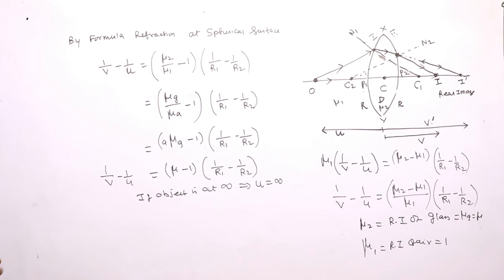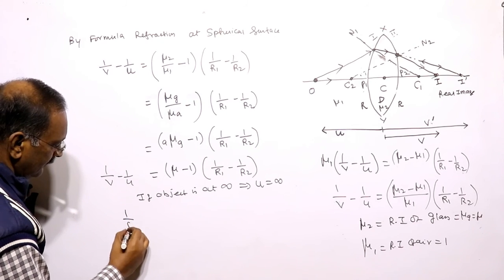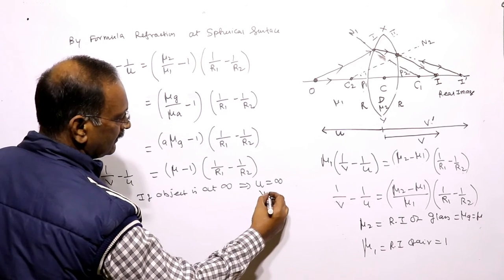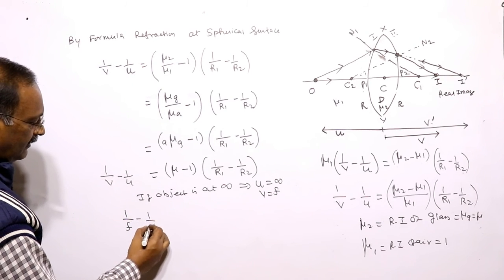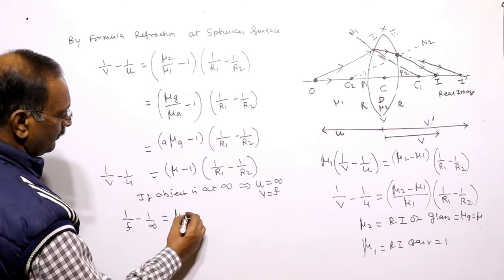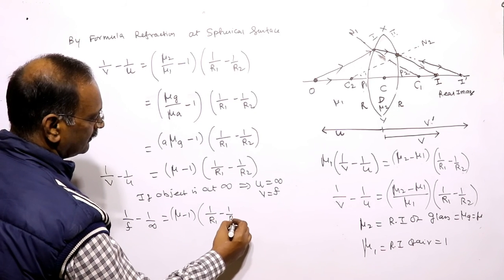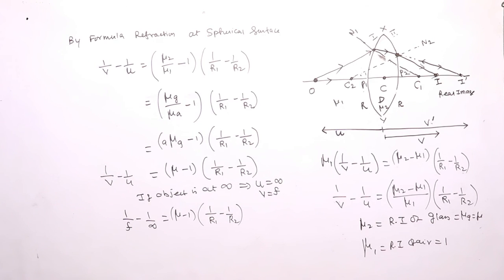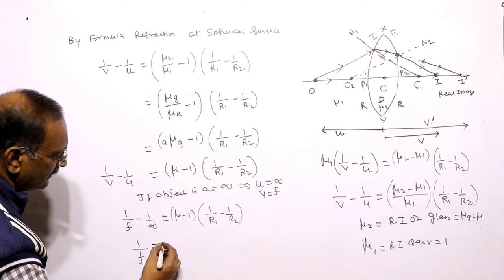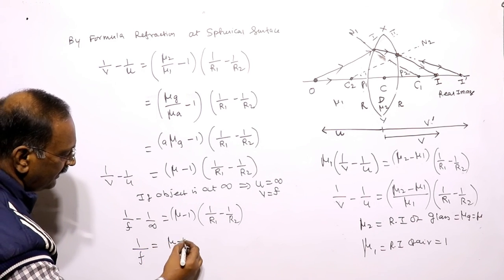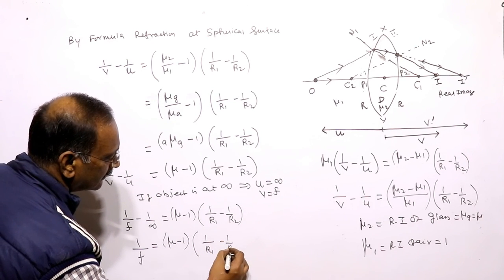So 1 by V is equal to 1 by F, since V is equal to the focal length. 1 by F minus 1 by infinity is equal to mu minus 1 into 1 by R1 minus 1 by R2. Or simply we can write 1 by focal length is equal to the refractive index of the medium minus 1 into 1 by R1 minus 1 by R2.